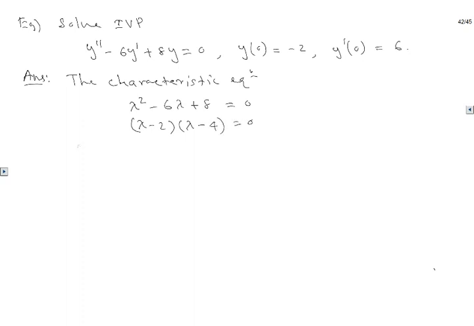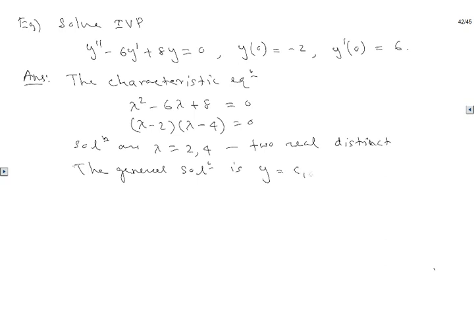So that means the solutions are lambda equals 2 and 4. You can see that these are two real distinct roots, which means it's the first case. So the general solution is given by y equals c1 e to the 2x plus c2 e to the 4x.